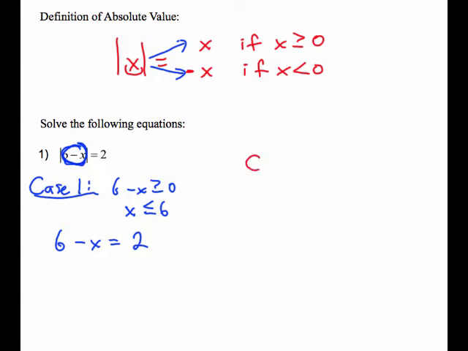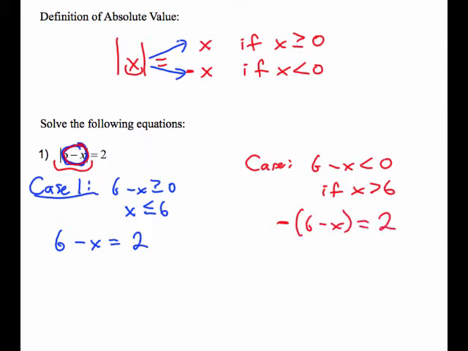The other case to consider is when the inside is negative. Now this depends on the values of x I'm talking about. So the inside is negative if x is greater than 6. And that would then make my equation the negative of that inside expression to equal 2. Alright, so I've broken my original equation down into two separate equations without the bars.